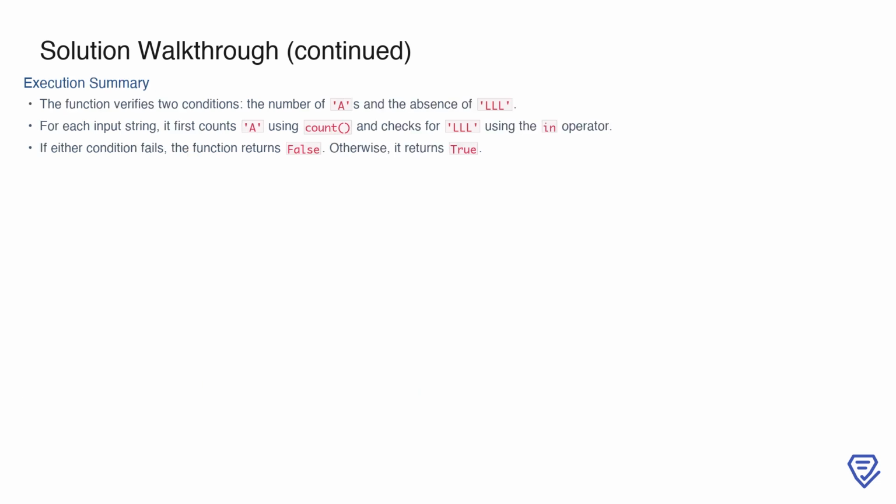To summarize, the function evaluates the input string by checking two conditions: the number of A's and the absence of LLL. It uses the count method to determine how many times A appears in the string, and the in operator to check if LLL exists. If either condition is violated, whether the string has more than one A or contains LLL, the function immediately returns false. If both conditions are satisfied, the function returns true. This straightforward approach ensures that the attendance record adheres to the problem's rules efficiently.